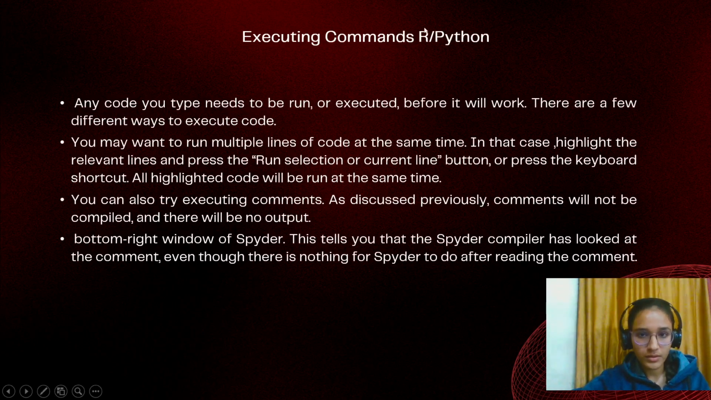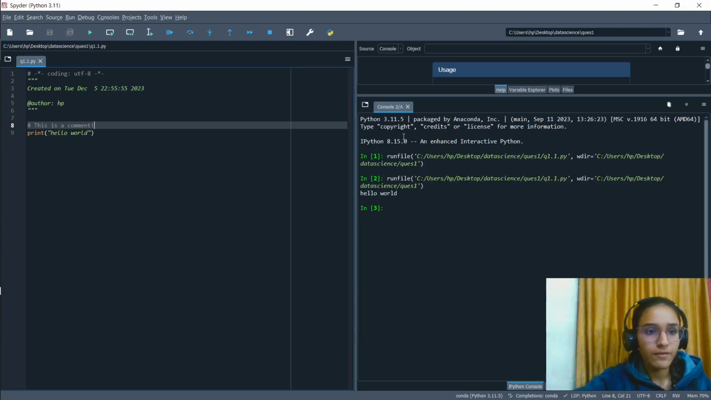How do we execute commands in Python? Any code you type needs to be run or executed before it will work. There are different ways to execute the code. Let's have a look at the IDE itself. This button is used to run the whole code that you have written in this window, and this button is used to run the currently selected line of code.